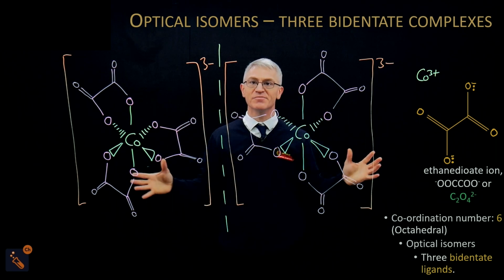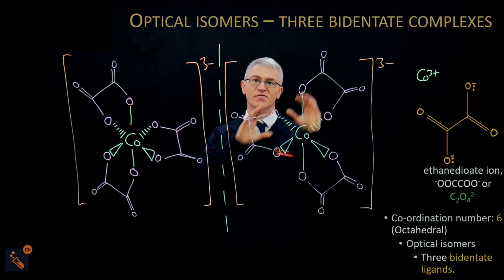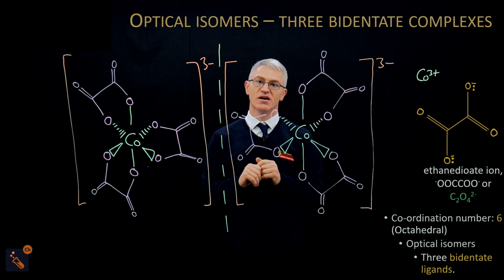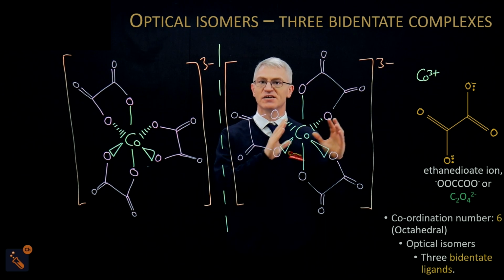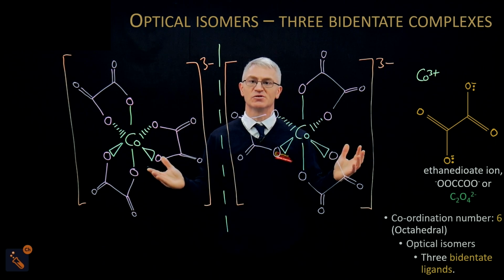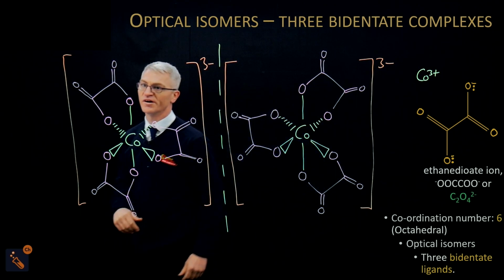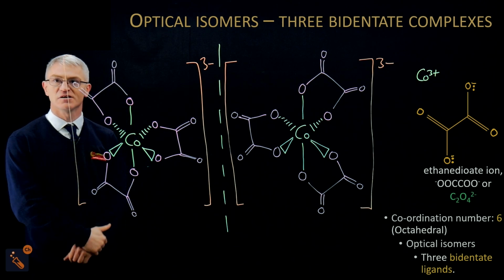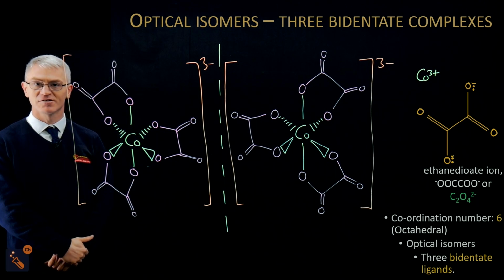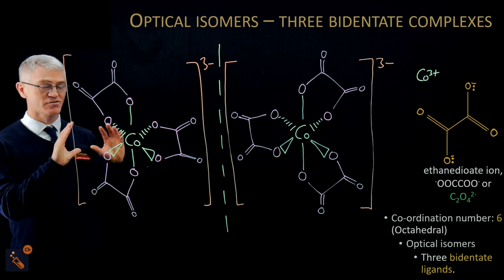Again, make the molymods in class. See if you can flip them over. So from 3 bidentate ligands connected to a central metal ion, you're going to get 2 stereoisomers, and they're non-superimposable mirror images of one another. And that is how you can draw these enantiomers for these very, very beautiful complexes.